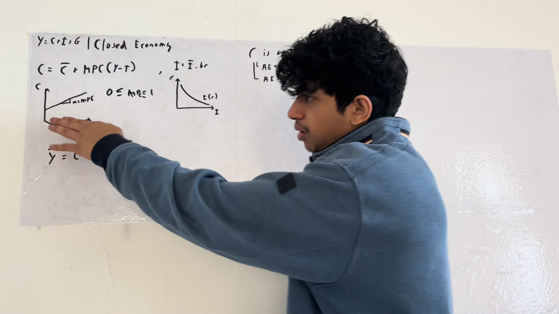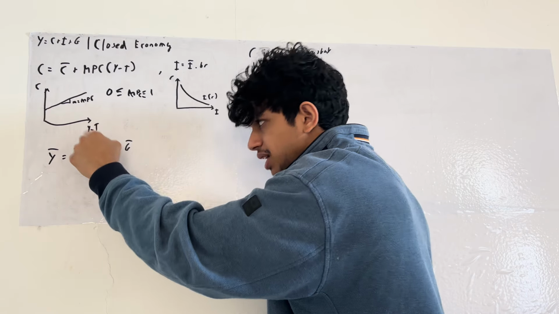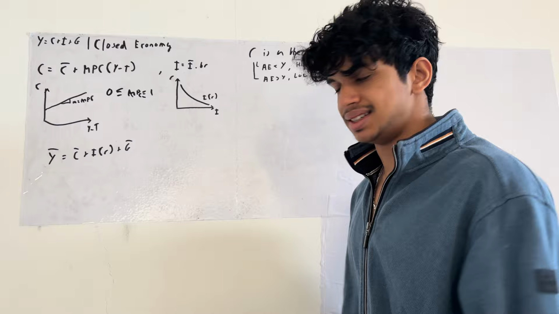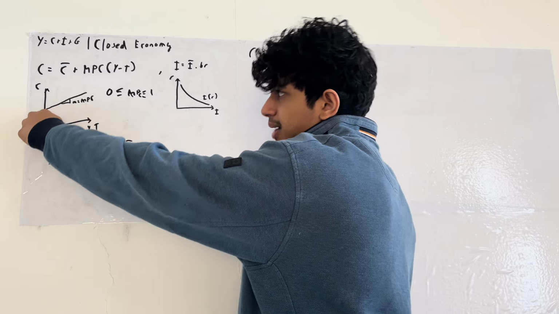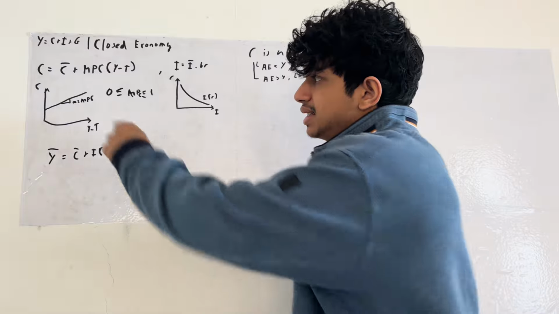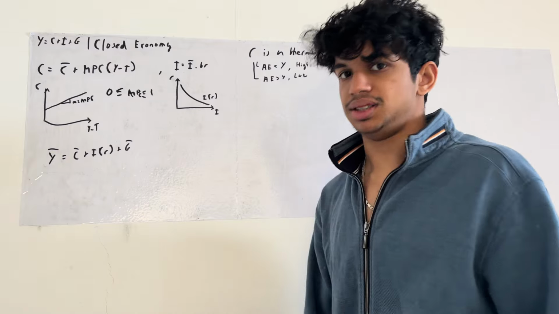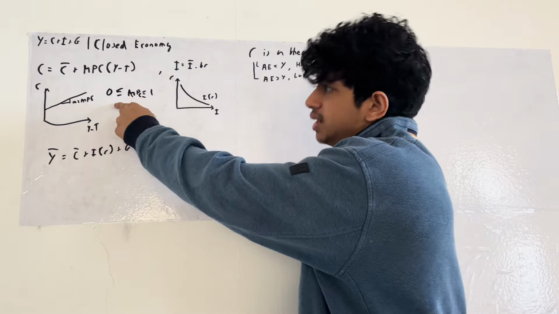So if we plot this into a curve with consumption being on the y-axis and your disposable income being on the x-axis, dependent and independent variables, you can see that the y-intercept is the autonomous consumption, while the gradient is the MPC, marginal propensity to consume. And as you can see, the marginal propensity to consume is between 0 and 1.